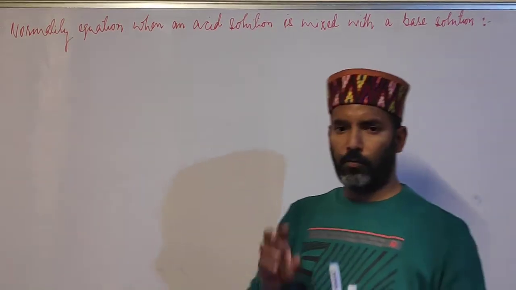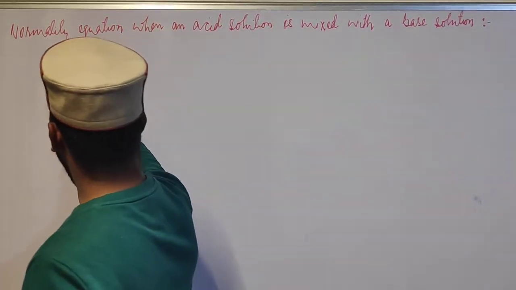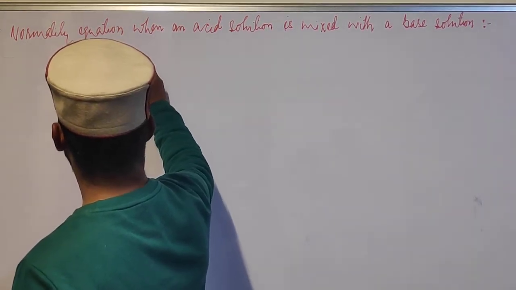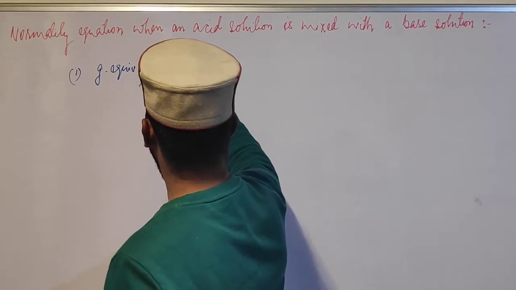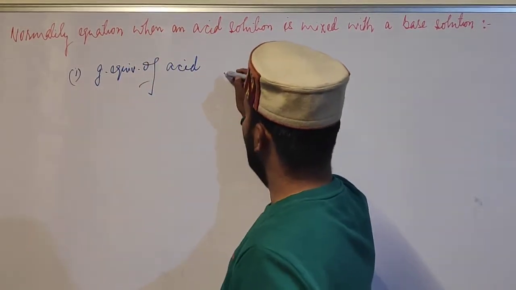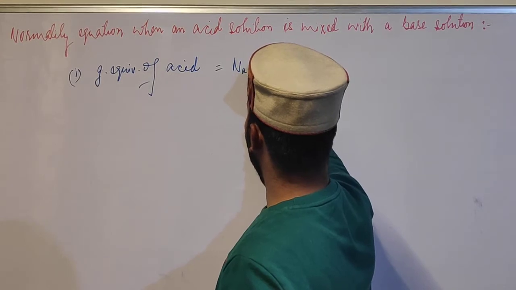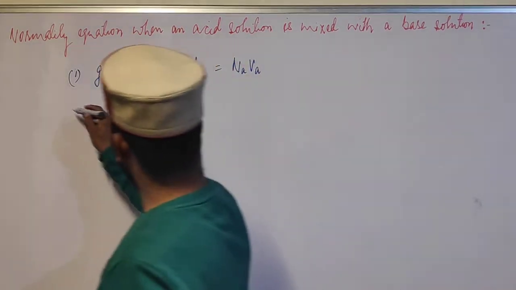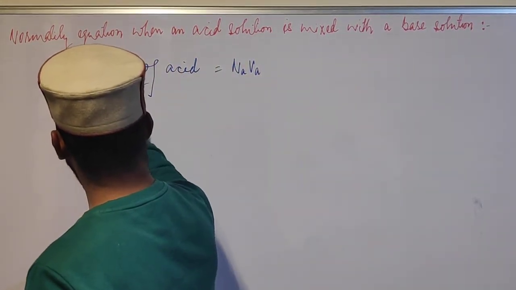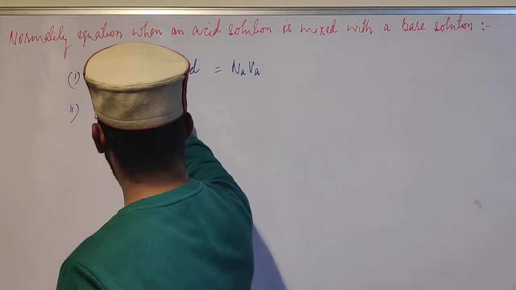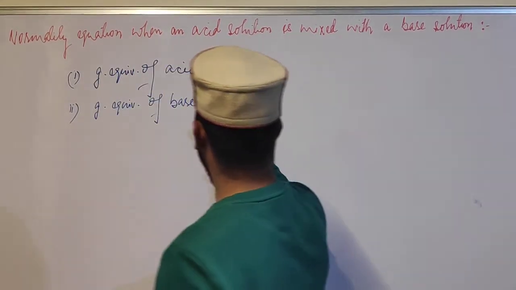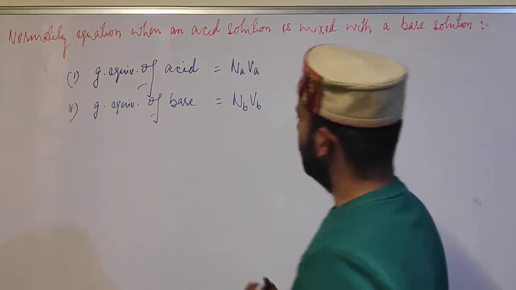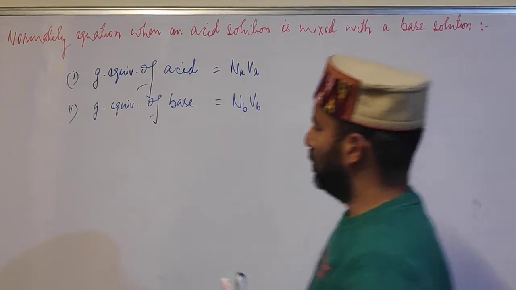So students, first we find the gram equivalents of the acid from normality and volume, say it is Na into Va. So these are the gram equivalents of the acid. Second, we find the gram equivalents of the base, from normality and volume. Now students, there are two cases.